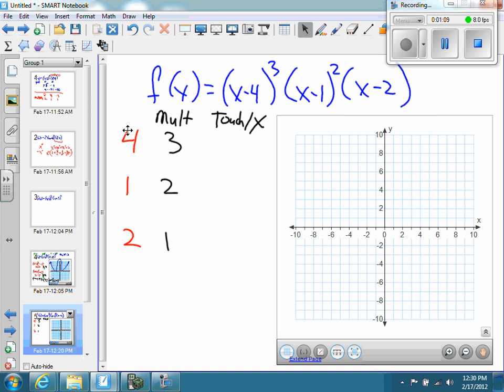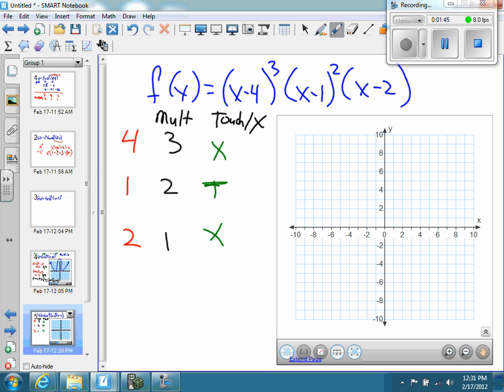don't answer this one yet. Let's go to somebody else. Touch or a cross on 4? Okay, well, 1 had multiplicity 2, so it's touch, so it's cross, touch, cross. Cross, touch, cross. Very good.